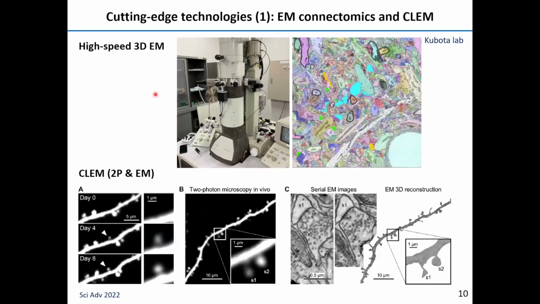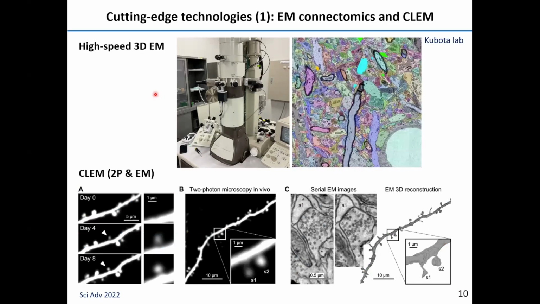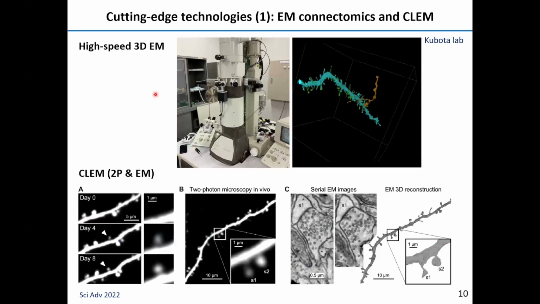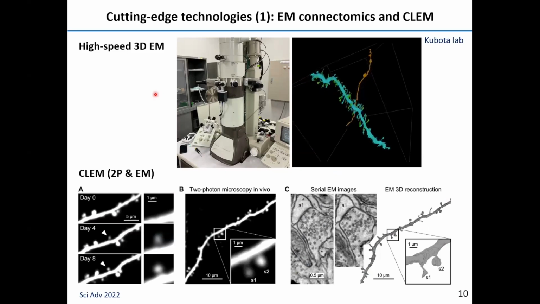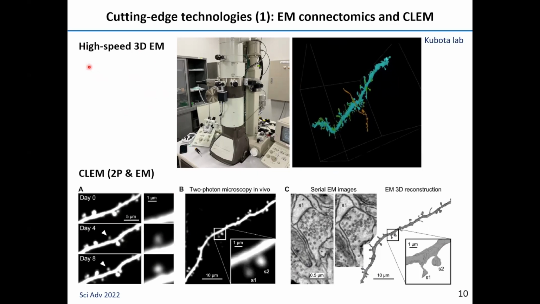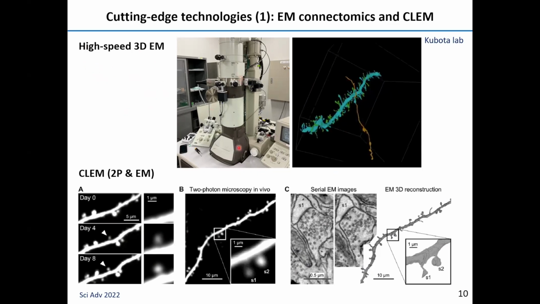So for this purpose, we would like to use some of the cutting-edge technologies we have. For example, this is electron microscopy-based connectomics, and this will be supported by photosynthesis group. This is an ultra high-speed 3D EM that is quite efficient in taking a large volume of images using EM. Also, that photosynthesis is very good at combining the photon in vivo imaging and EM structured imaging. So that can be quite a powerful strategy to correlate the static EM images to the dynamic photon images.